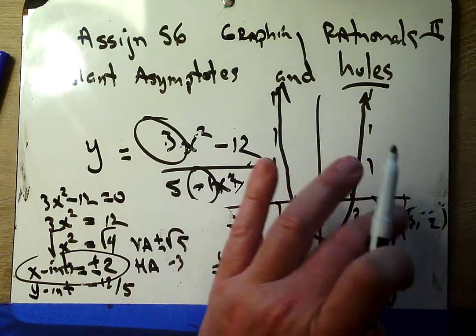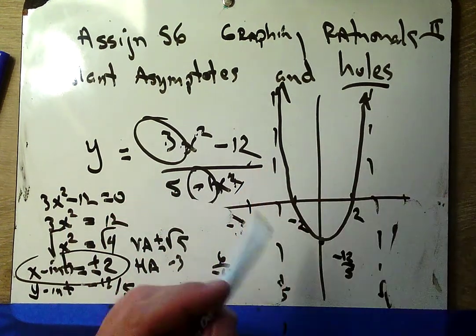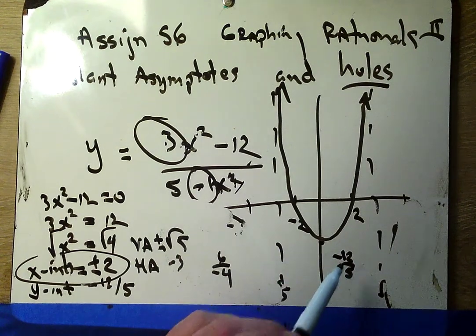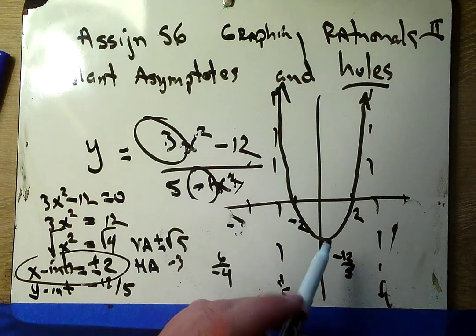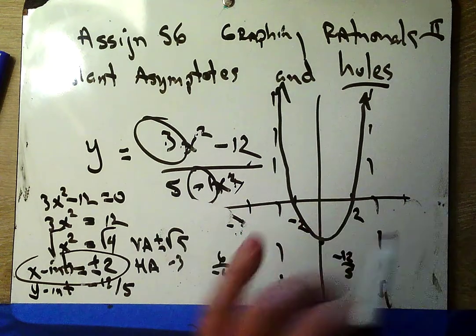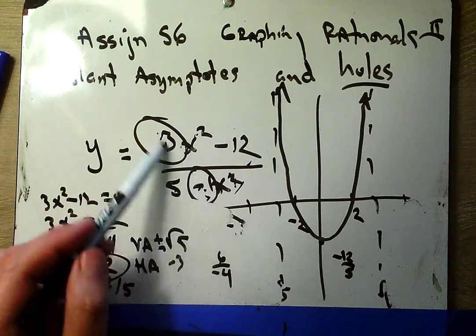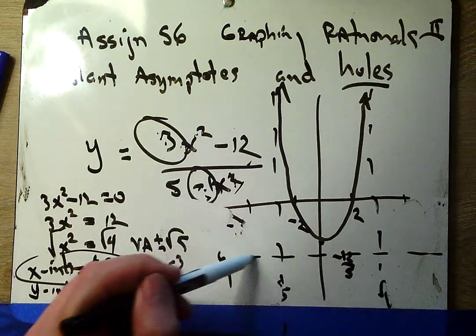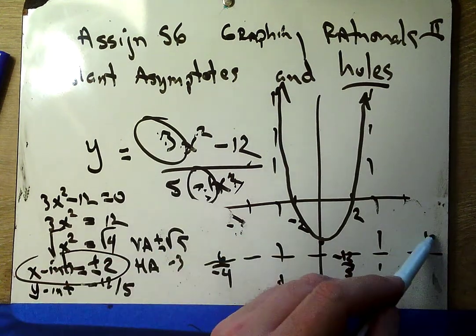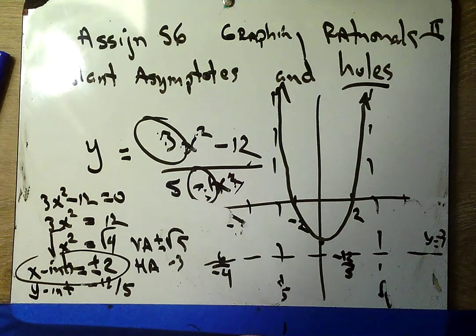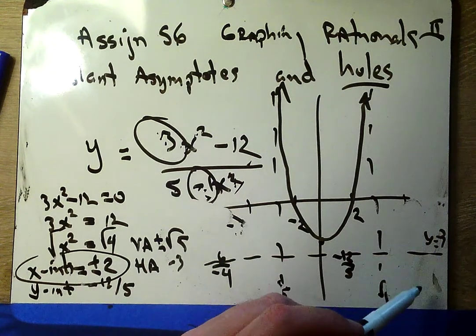hold that thought. Where's your horizontal asymptote? Okay, so this is negative 12 fifths. That's negative 2 and 2 fifths. But our horizontal asymptote is at negative 3. So my horizontal asymptote is down here. Y equals negative 3. Well, does that change my shape?